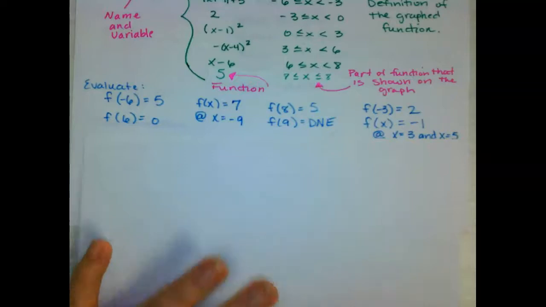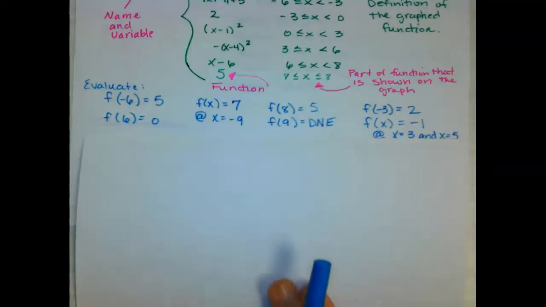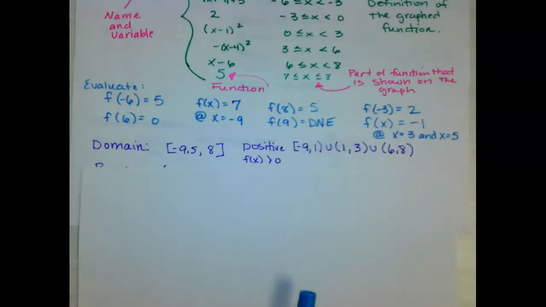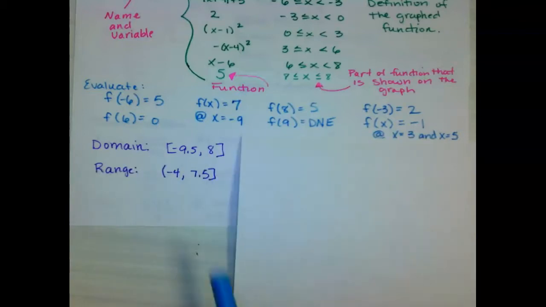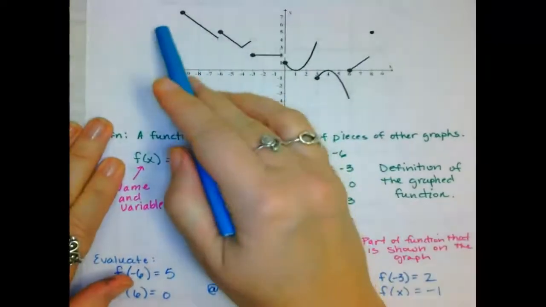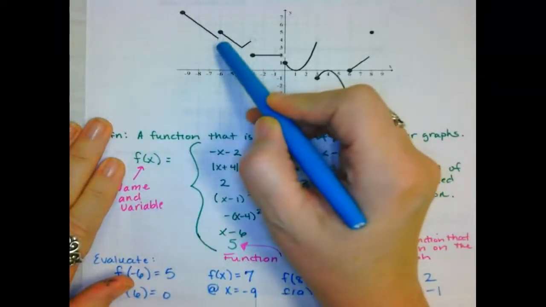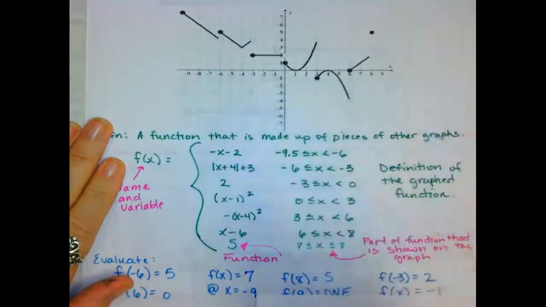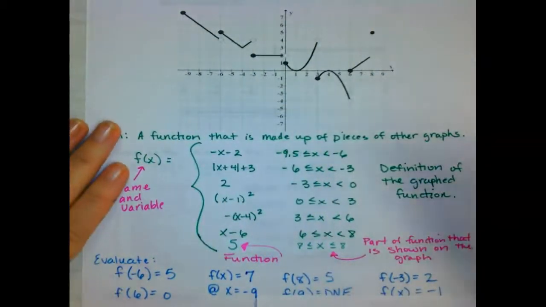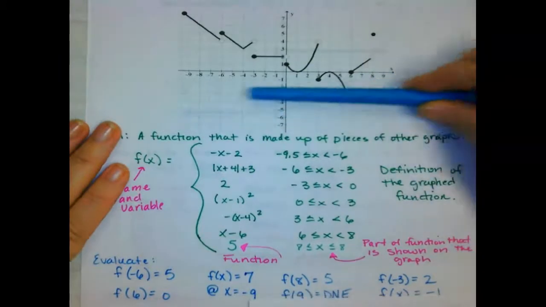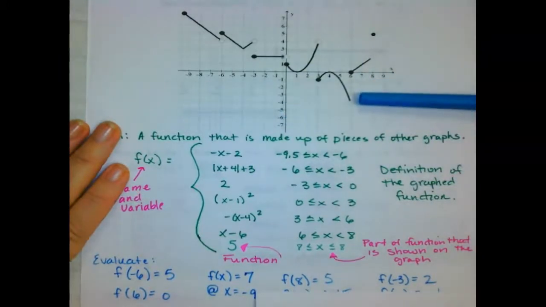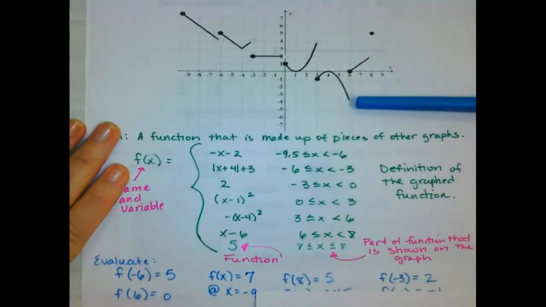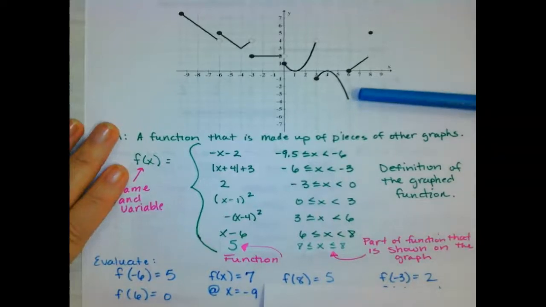The last thing we're going to look at before we move on to another type of function is the domain. When I'm looking for the domain, I'm looking for all of the x's. And if I look at this graph, the x's are all covered because there's a dot here, even though there's an open one. So I start here at negative 9.5, and I go all the way over to 8. The range would be bottom to top, so the lowest value I have is 4, but I wouldn't include 4 because there's an open circle.